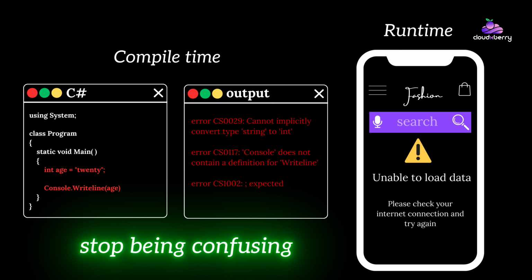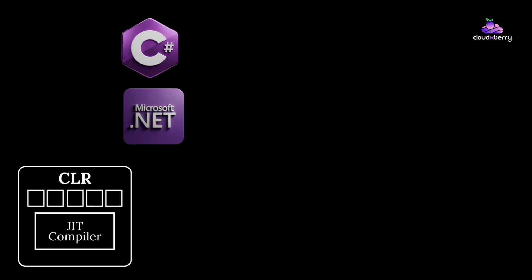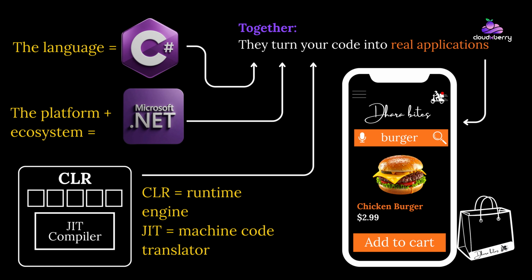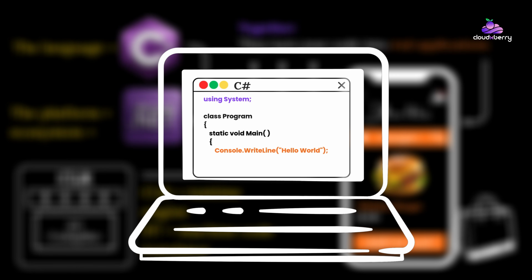Error messages stop being confusing. You start understanding why a framework does what it does instead of just memorizing it. That's the mental model. Now you're ready to actually write some code.